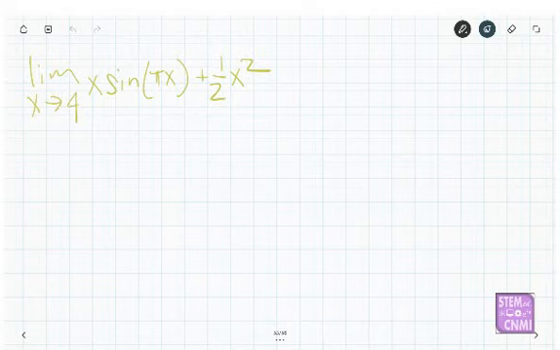And with every limit, we always want to start by trying direct substitution. Maybe we need to do something more complicated, but we shouldn't just jump to that. We should always try direct substitution because it's the easiest, and if it works, then we're done.